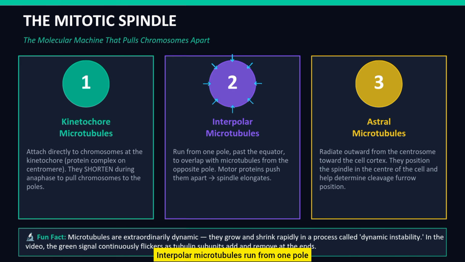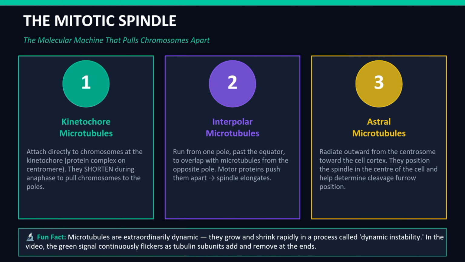Interpolar microtubules run from one pole, past the equator, and overlap with fibers from the opposite pole. Motor proteins grab onto these overlapping zones and walk along them, pushing the poles apart and elongating the spindle. Astral microtubules radiate outward toward the cell membrane. They position the spindle correctly in the center of the cell, and they help determine exactly where the cleavage furrow will form.